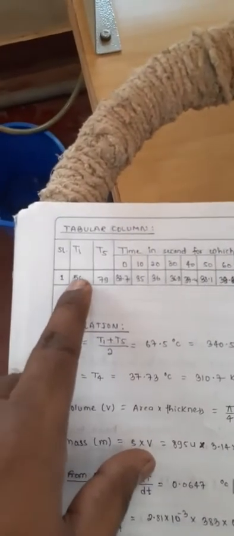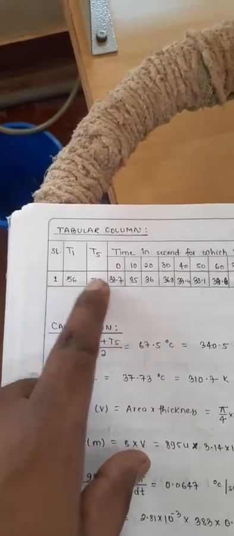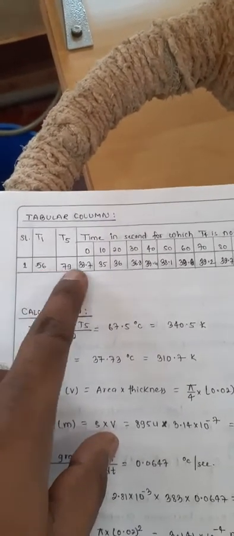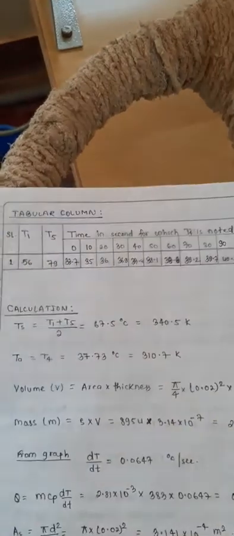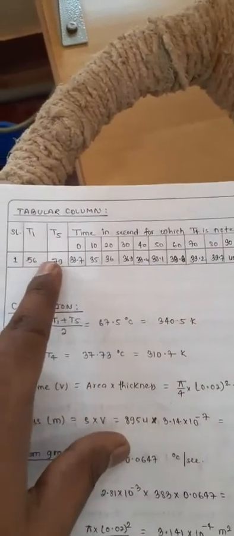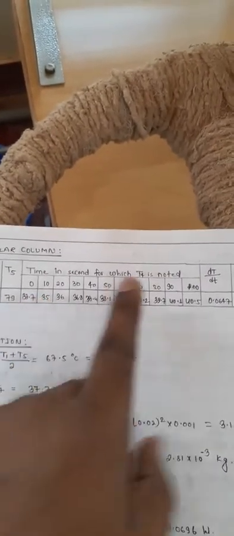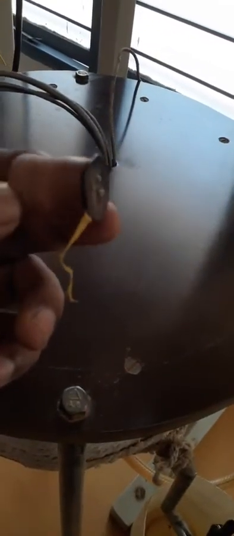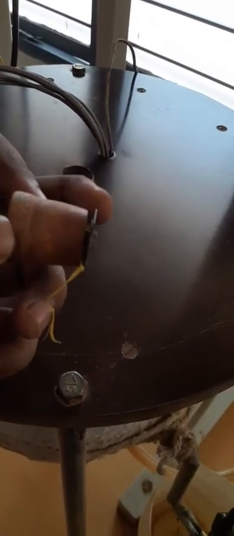Coming to the tabular column, this is what I was talking about. T1 is the temperature of the hemispherical bowl. T5 is at some other place in the hemispherical bowl. We take an average, which comes to around 90 degrees as the average temperature of water. After this, we insert the time in seconds for which T4 is noted. The moment we insert this copper disc, which is 20 mm in diameter and 1 mm thick, a very small disc.